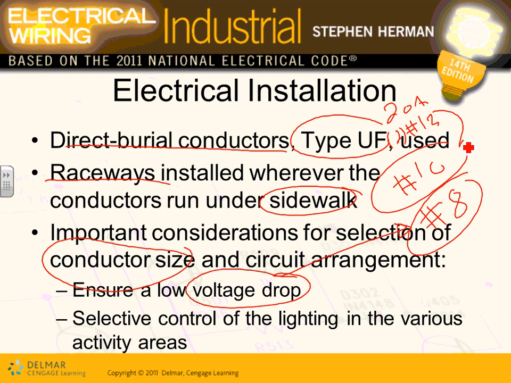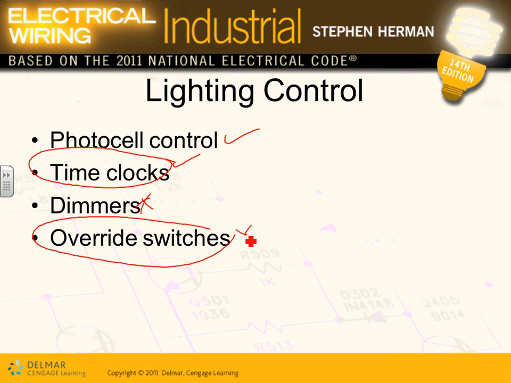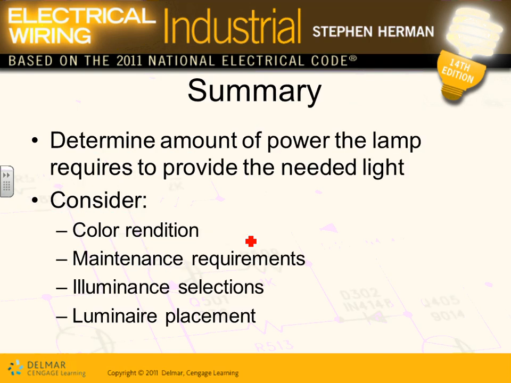Okay, selective control of the lighting and the various activities will also decide how we're going to be wiring these systems. We talked about the control, guys. We have photocell control. We have timer. This is timer clock. That's what we did. You can dim that area, typically not parking lot. Or you can have override switches. You can put them in manual or auto or what not. So that's your lighting control system. Any comments, gentlemen? Any questions?